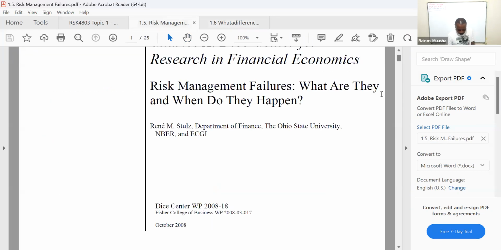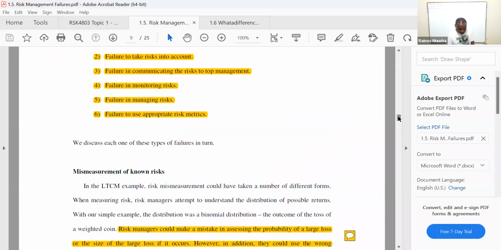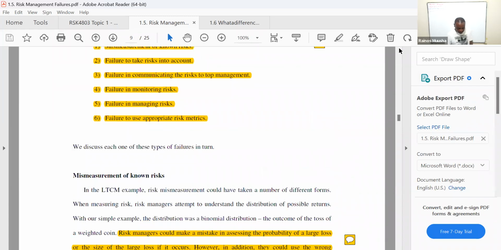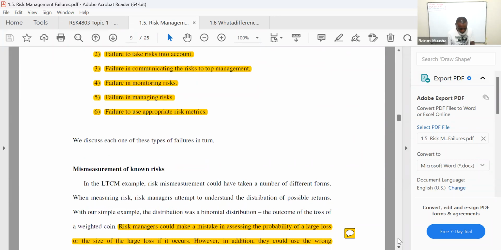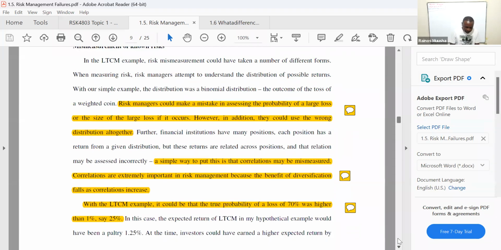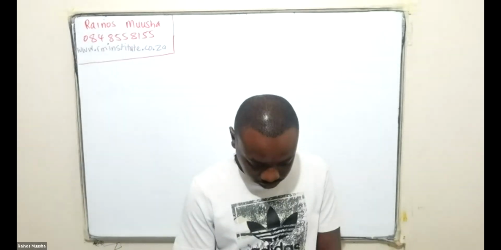So looking at the article, remember we said the first risk management failure is mismeasurement of known risks, right? So when you look at mismeasurement of known risks, they say, okay, just give me a second. Just want to check if there's a question.